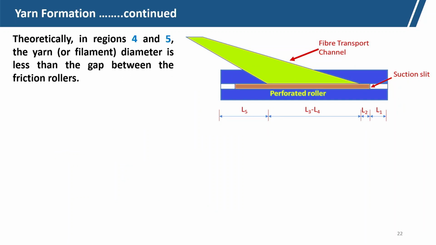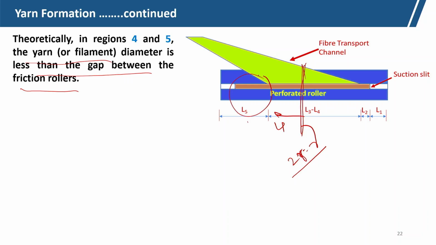Theoretically, in regions 4 and 5, the yarn or filament diameter is less than the gap between the friction rollers, that we have already discussed. At 3 the yarn diameter is equal to 2r, equal to the gap. Between 4 and 5, 5 is only for the filament. At zone 4, for type 2 open-end friction spinning yarn, the diameter is less than the gap.